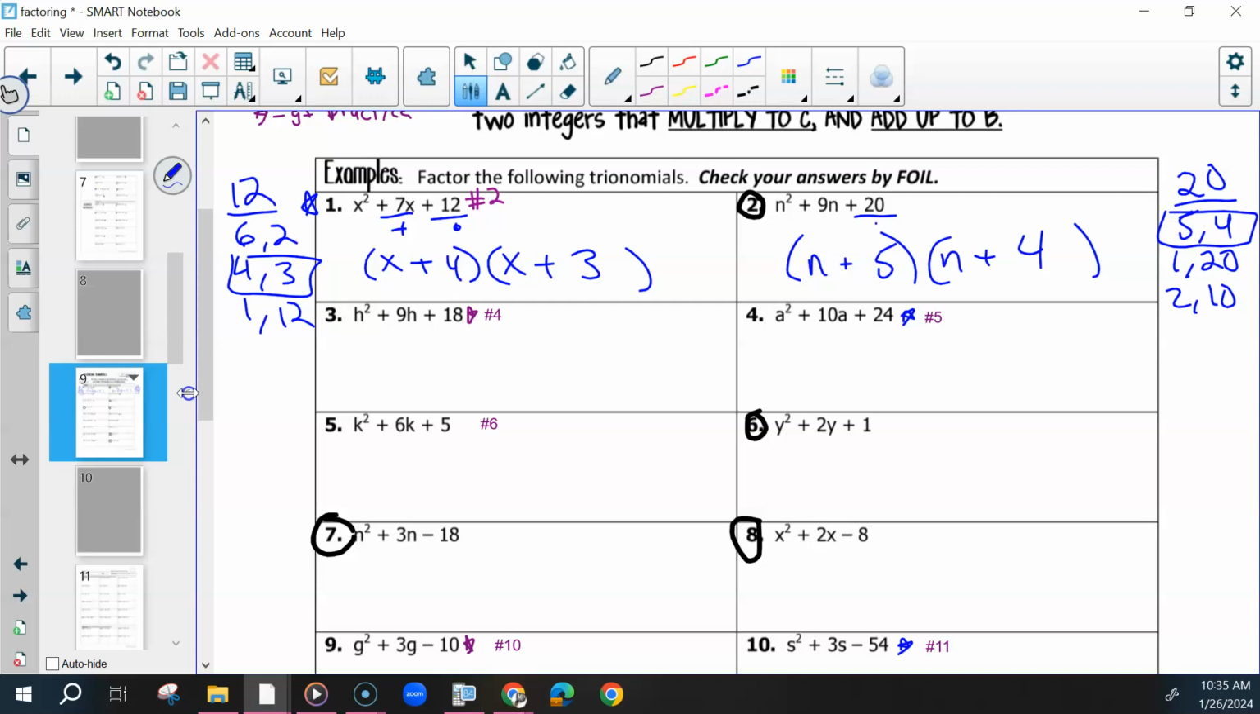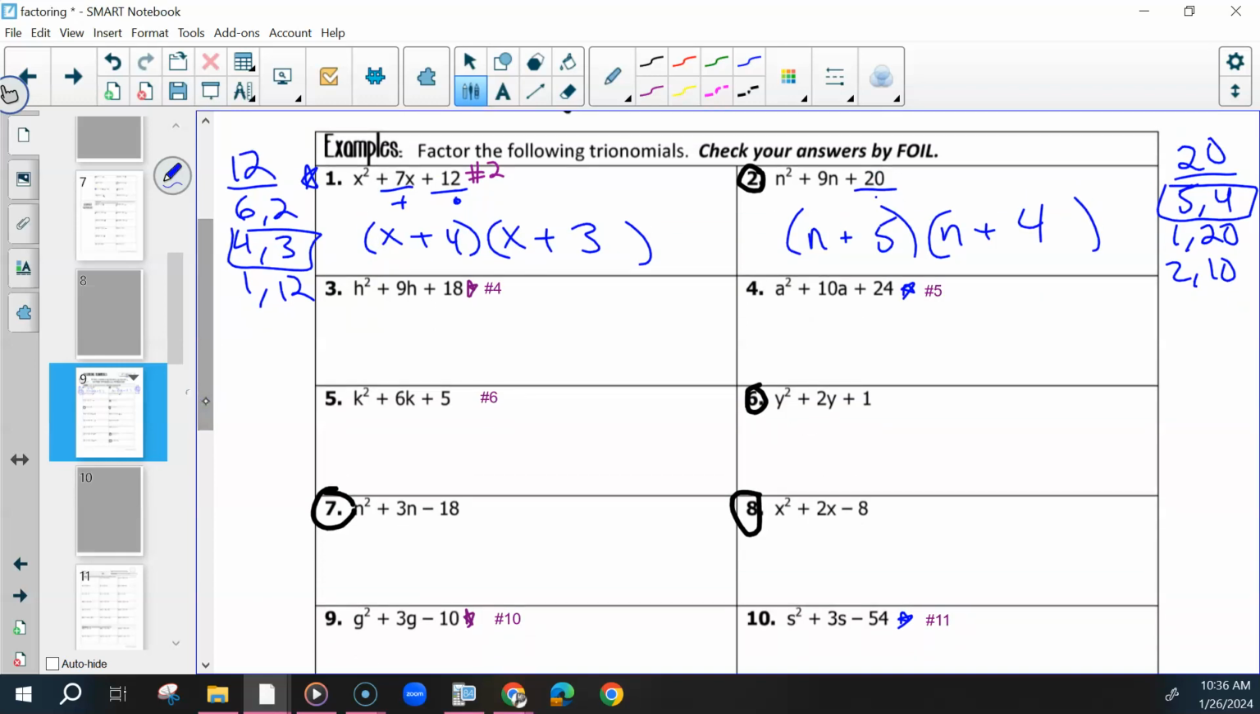Let's do another plus before we move on, and then we'll keep going. So let's jump to number 5. So factors of 5. What times what gives us 5? 1 and 5, that's it. So it means these have to be the numbers that add to be 6, which if we add them together, how would I write those 2 factors? K plus 1, K plus 5.